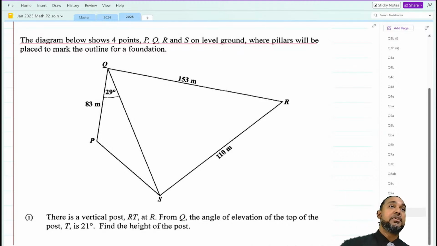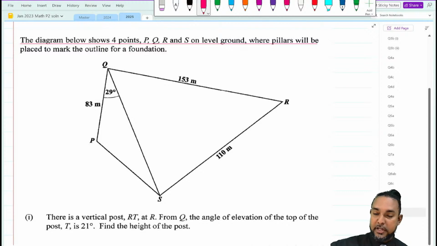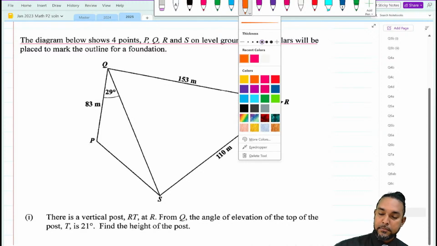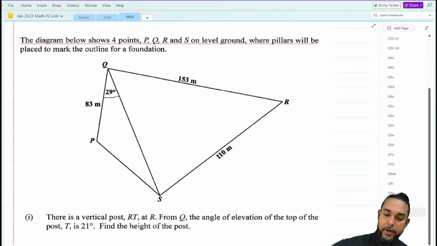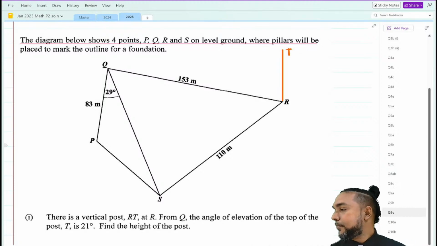What I like to call a 3D question, where you have flat ground and a pole coming out of flat ground, but on the flat ground you have this diagram. So what's going on here? Let's put that one in orange. You have here a pole coming out of the ground, and the top of it is T, T for top.